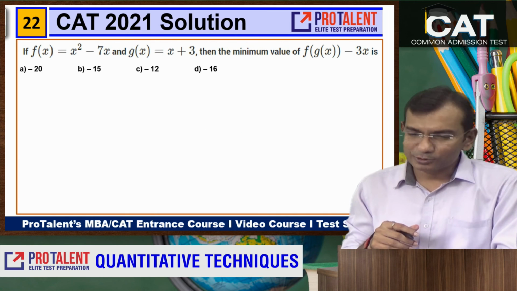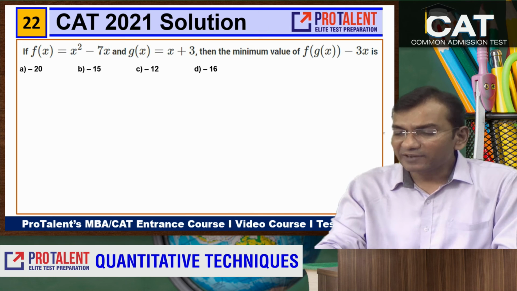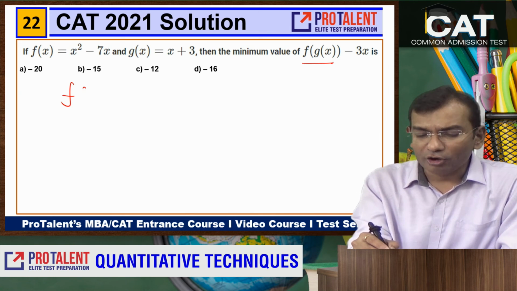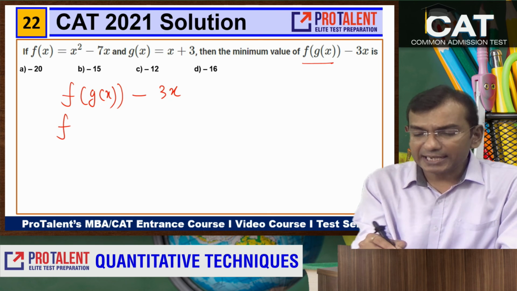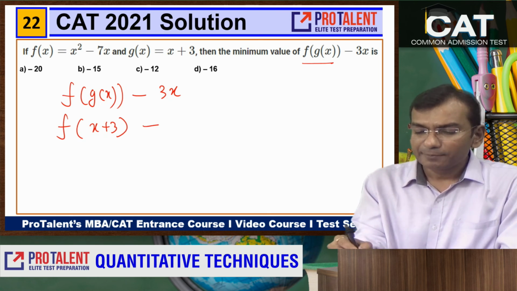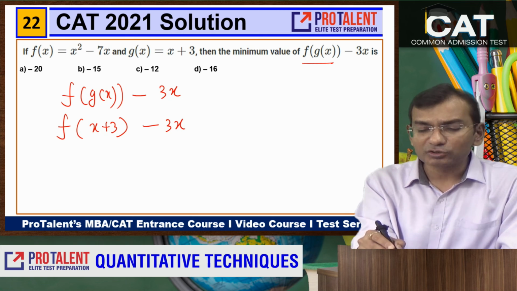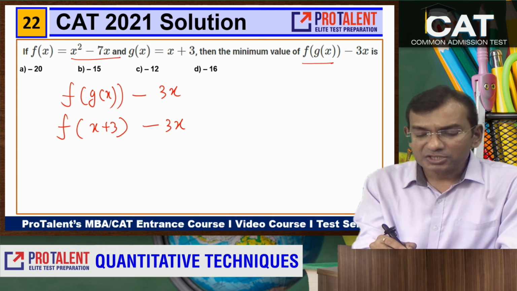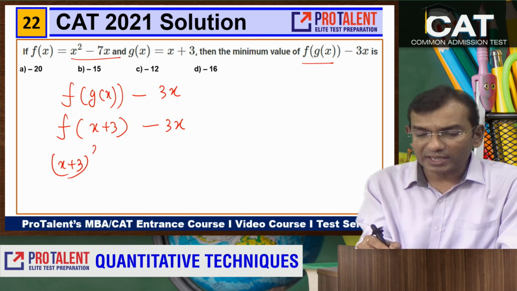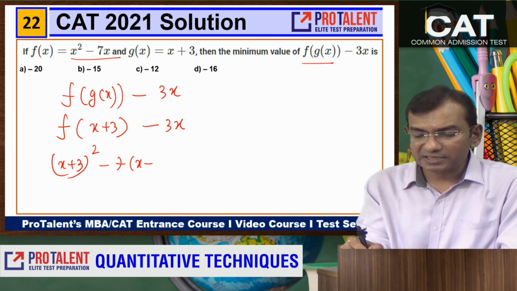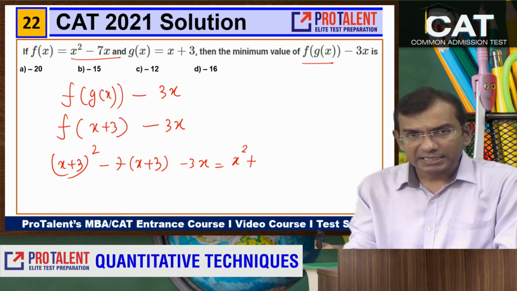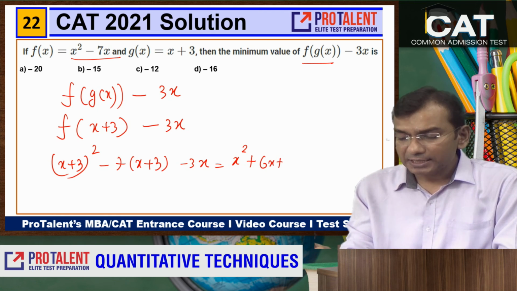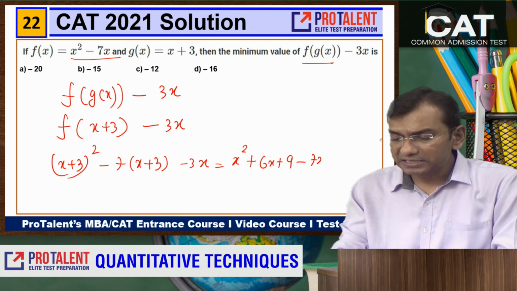F of x is equal to this. G of x is this. Minimum value for this. F of g of x minus 3x. So what is gx? X plus 3 minus 3x. F of x क्या होता है? X square minus 7x. So this is x plus 3 का whole square minus 7 of x plus 3 minus 3x. So this is x square plus 3 2s are 6x plus 9 minus 7x minus 21 minus 3x.